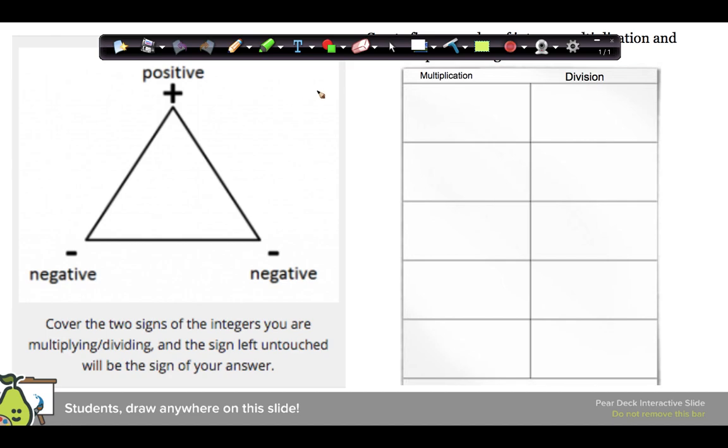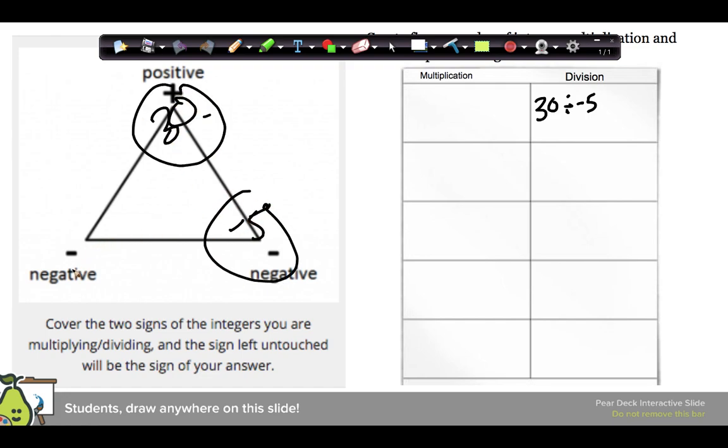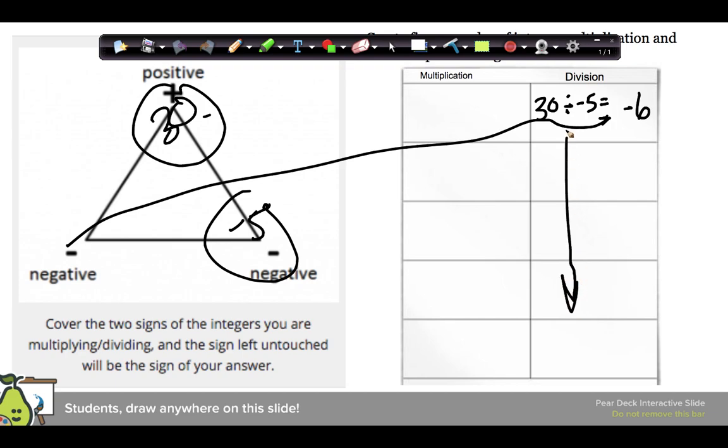So let's switch over to division and see how it works. If I had, let's say, 30 divided by -5, I put the 30 right here, and then -5 right here because it's negative, and then the answer would be negative. So the remaining part of the triangle tells me if the answer is going to be positive or negative, and then I just do 30 divided by 5 is 6, so the answer is going to be -6. And then just continue making 5 more, or 5 altogether.